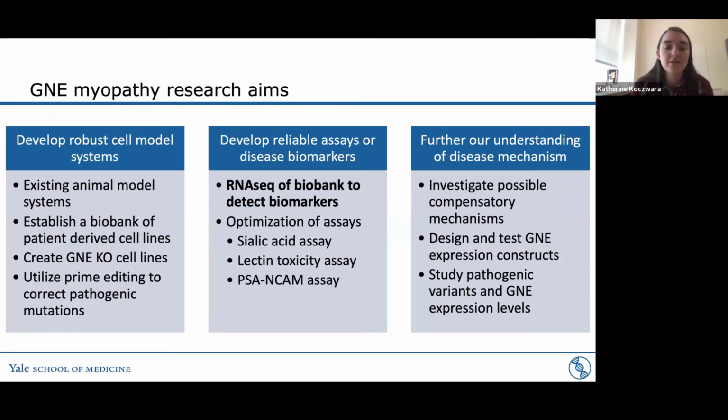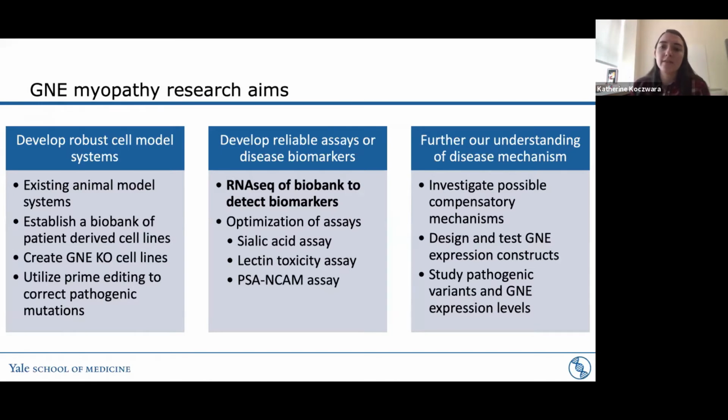So in addition to developing those variety of cell model systems, another thing that I've been looking to do in the lab is to develop reliable cell assays that we can test on these cells in the biobank, or also look for any disease biomarkers.